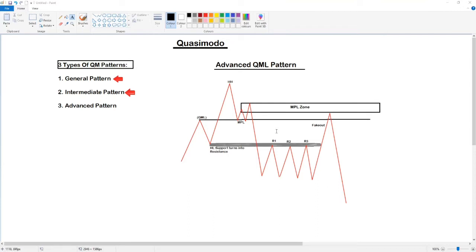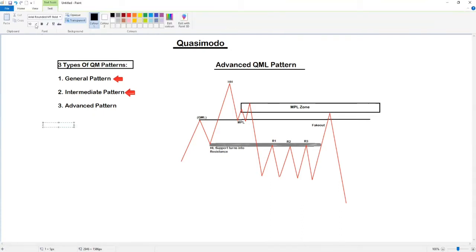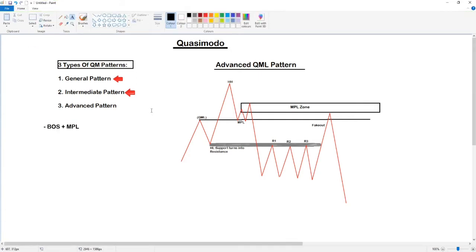This pattern over here is the one that yields the highest returns. It's the one that you need to look out for. Now, quick notes, these are some of the things that you need to note, especially when trading QML patterns. So this is what you should note. For these patterns to be confirmed, there should be a break of structure and also an MPL. So yeah, let's go to the live charts and see examples from the live charts.